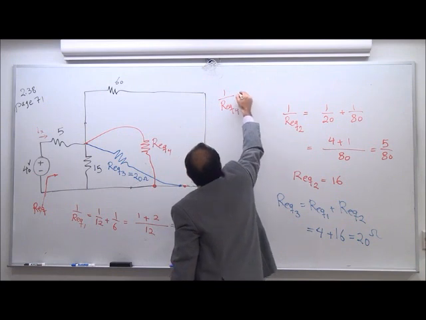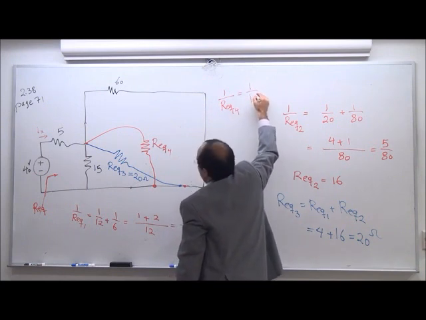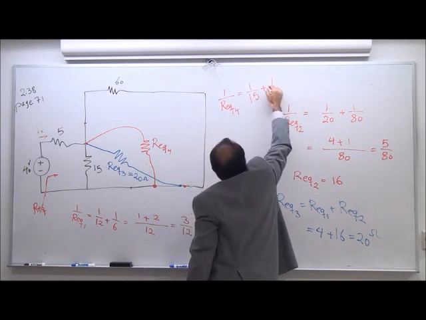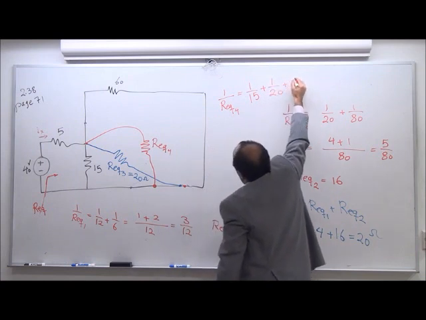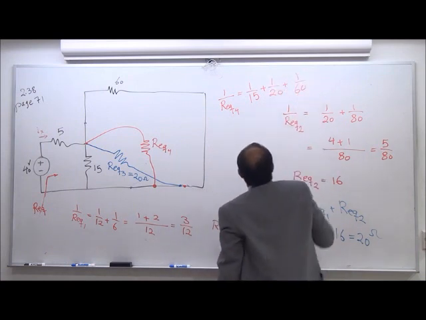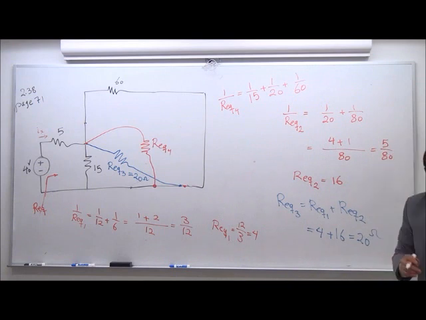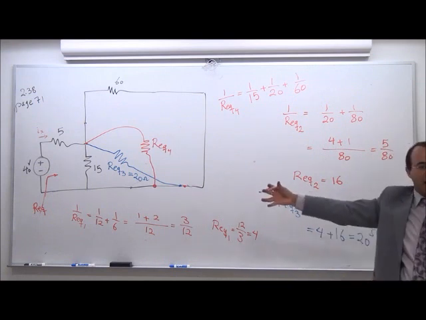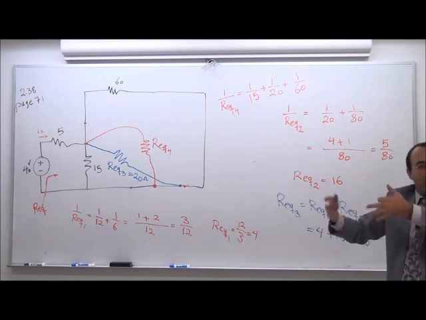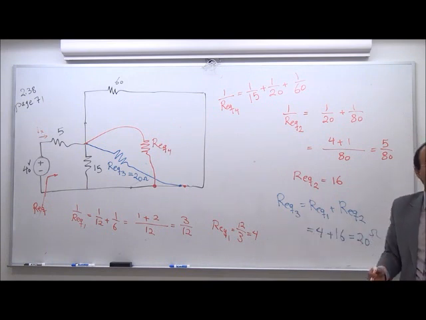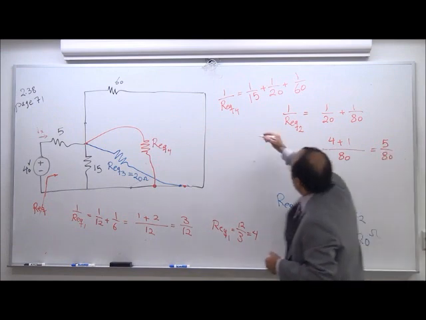the formula: 1 over 15, 1 over 20, 1 over 60. If you have 10 resistors in parallel, it's going to be 1 over every one of them summed up. That's going to be 1 over R equivalent. So let's do that.